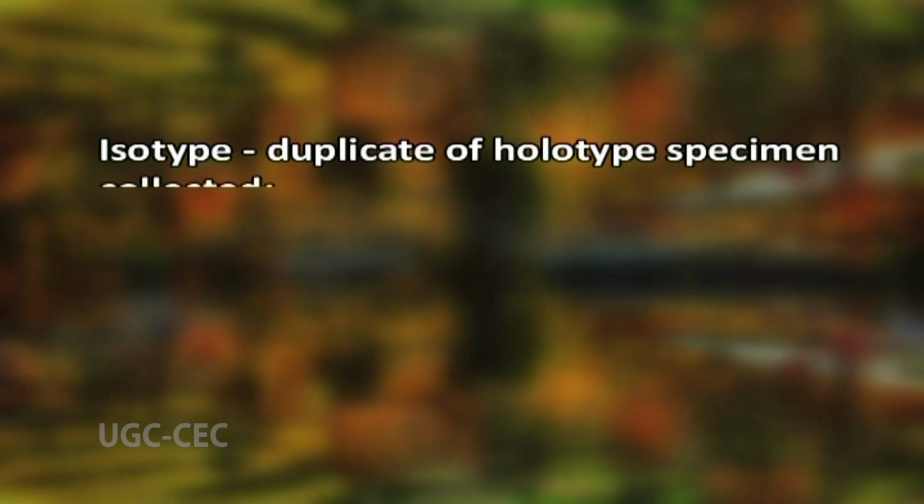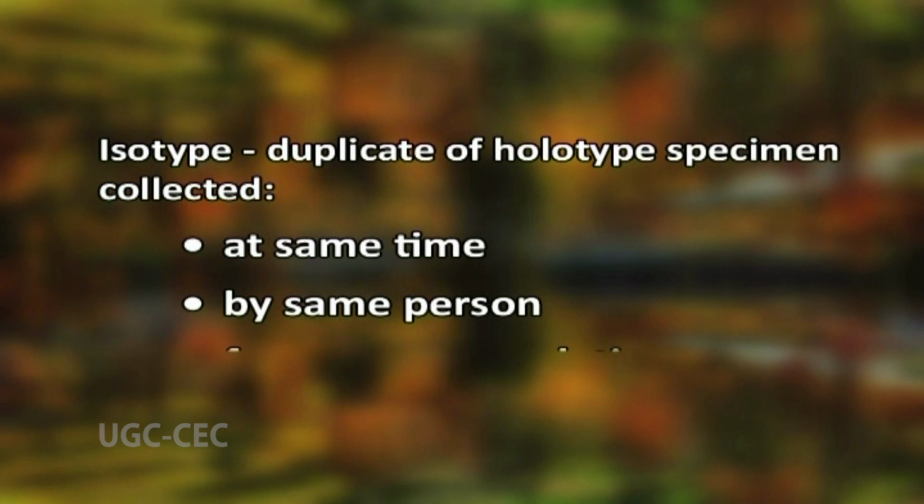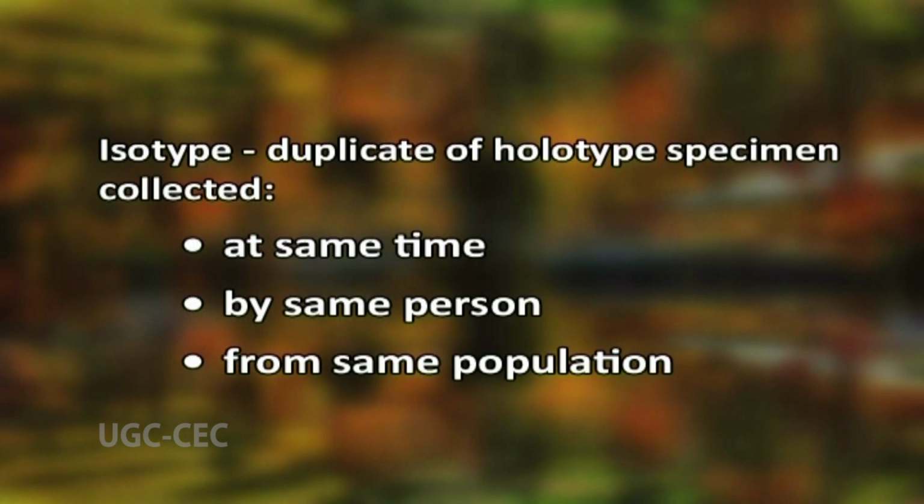Now we come to the second type of type, that is called an isotype. An isotype is a duplicate specimen of the holotype collected at the same time by the same person from the same population. If several branches of a tree are collected at the same time, one specimen acts as a holotype and the remaining as isotypes. Isotypes are valuable in that they are reliable duplicates of the same taxon and may be distributed to numerous other herbaria to make it easier for taxonomists of various regions to obtain a specimen of the new taxon.